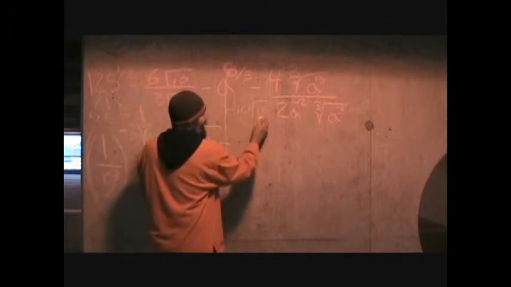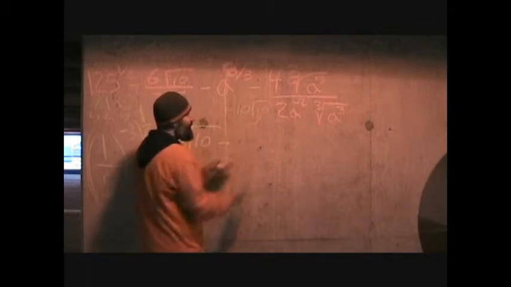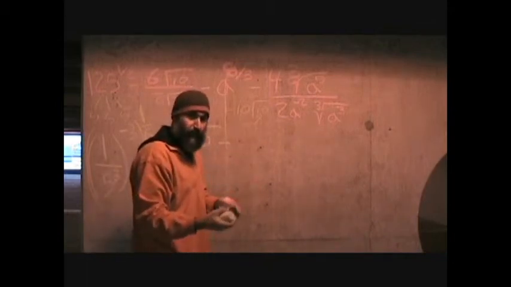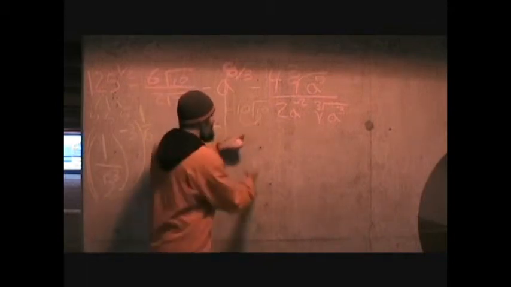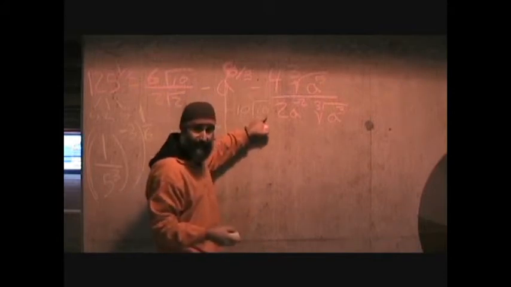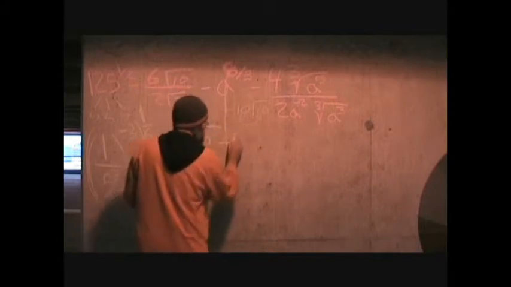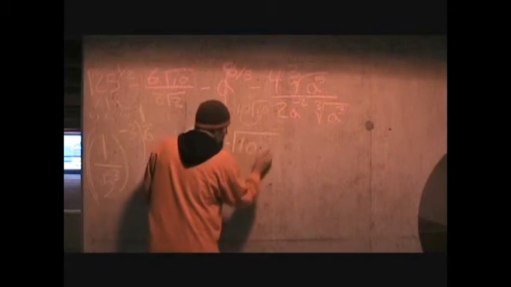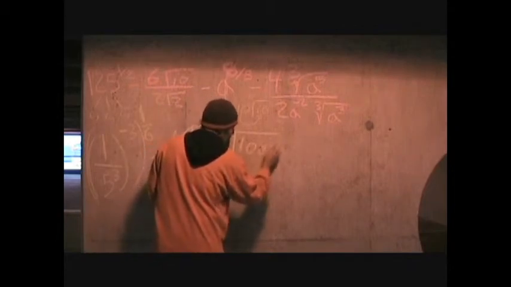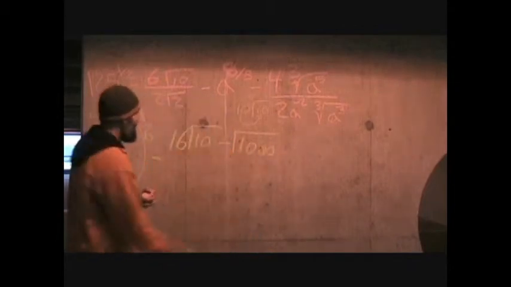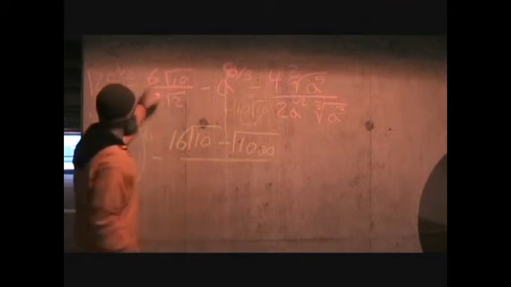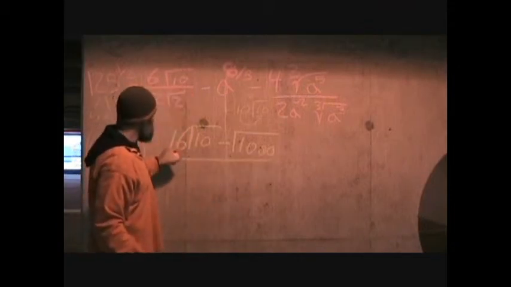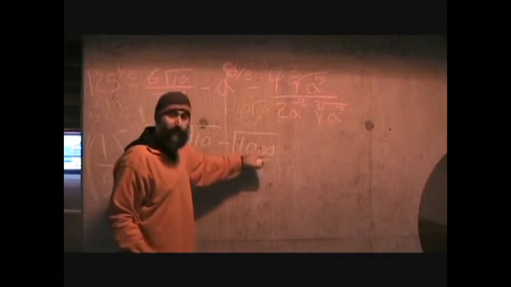I'm going to bring the 10 inside, and when it comes inside, it clones itself. So it becomes 10 times 10, it becomes 100. 100 times 10 is 1,000. So I'm going to write down square root of 1,000. So 6 square root 10 can be written as 16 square root 10 minus square root of 1,000.